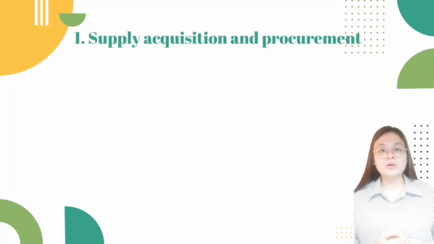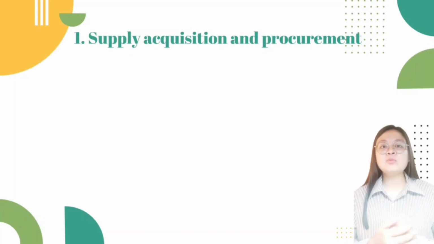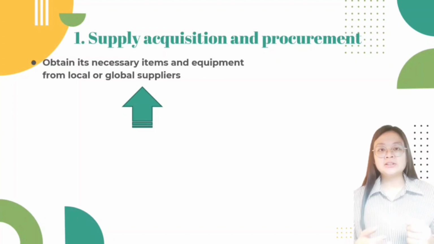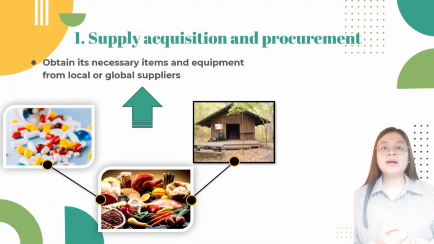For the first one is supply acquisition and procurement. Before the organization provides humanitarian support, supply acquisition and procurement of necessary items and equipment is essential in any humanitarian logistic. In order to obtain its necessary items and equipment from the local or global supplier in the form of medicine, water, food, and shelter using various procurement techniques such as direct purchasing and tender.